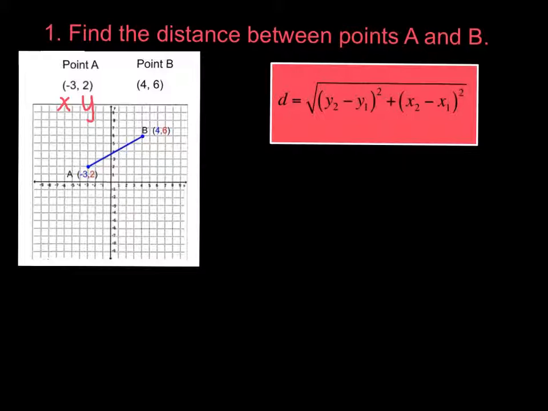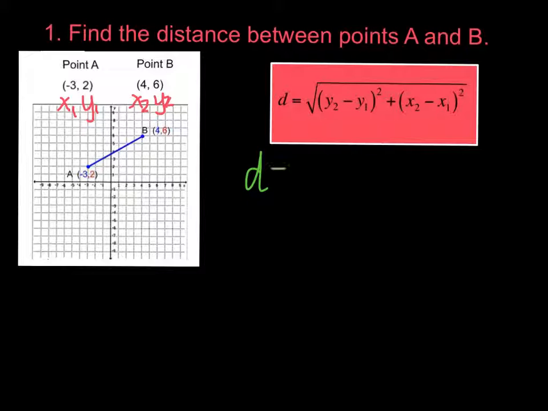Well, same thing over here. Point B has an x and it has a y. But because point A is first, we're going to call that x1, y1, because it's our first point. And the second one would be, because it's our second point, x2, y2. So once you have your points labeled, it's just a matter of plugging in the numbers into the formula and simplifying. So let's try that.